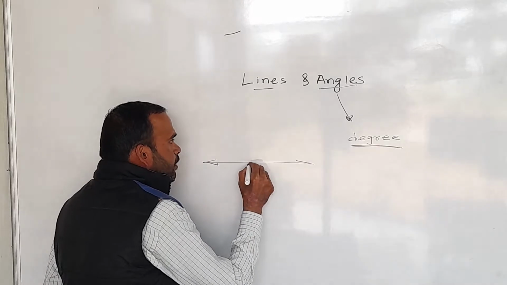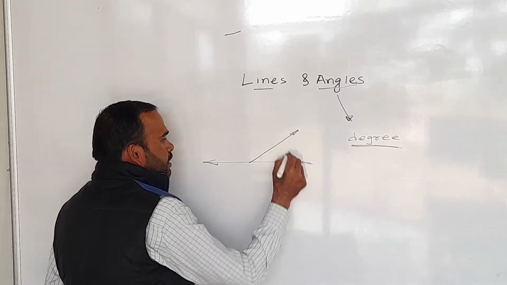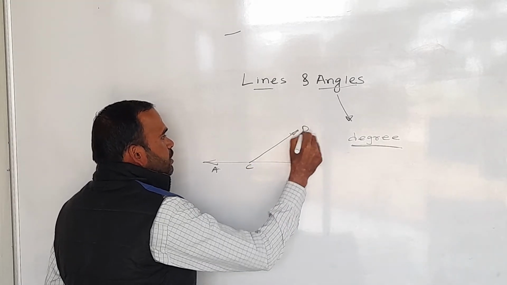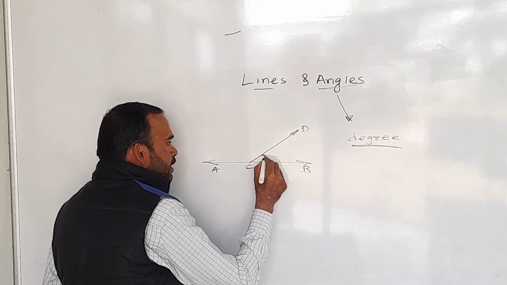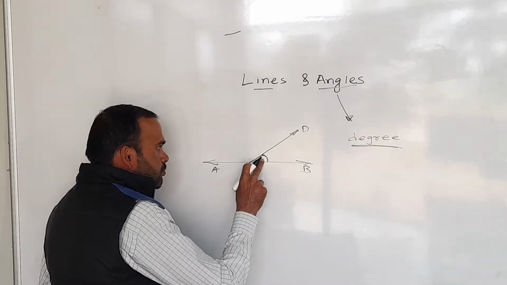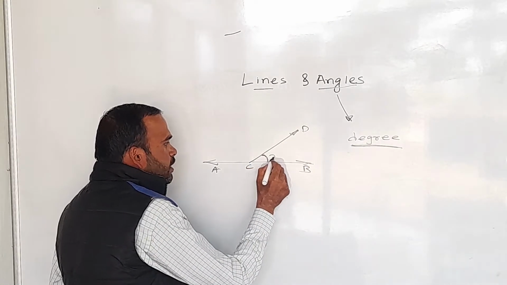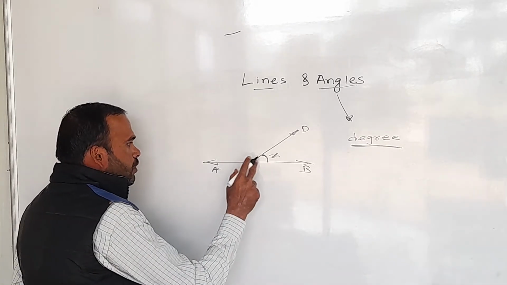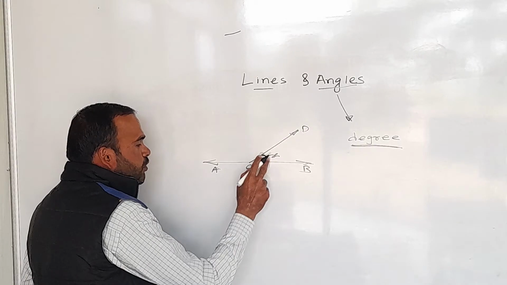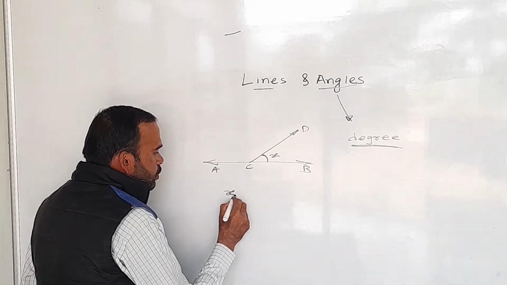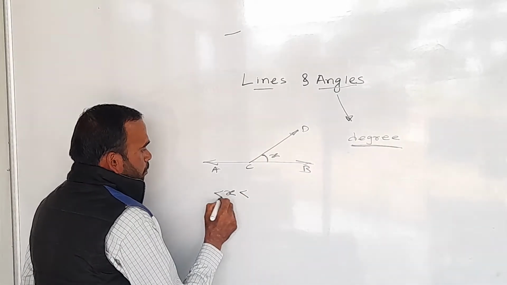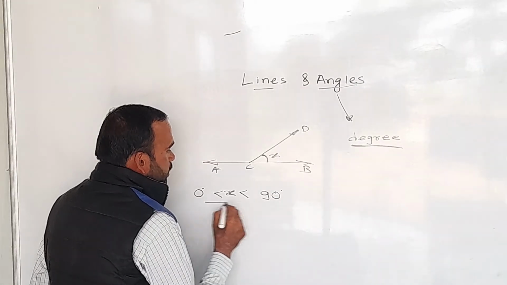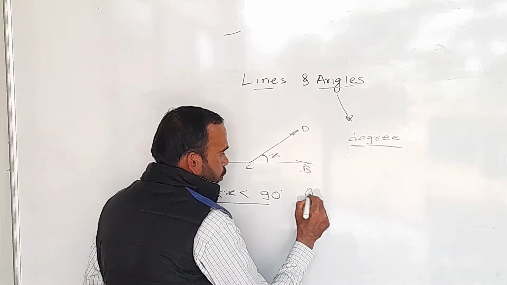For example, if there are two lines, this line AB and, let's assume, this is CD, this makes an angle like this. Let's assume this angle is X. This angle, denoted by X, is always greater than 0 degrees and less than 90 degrees. This particular angle is called an acute angle.